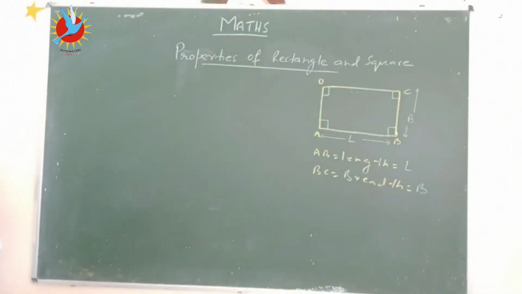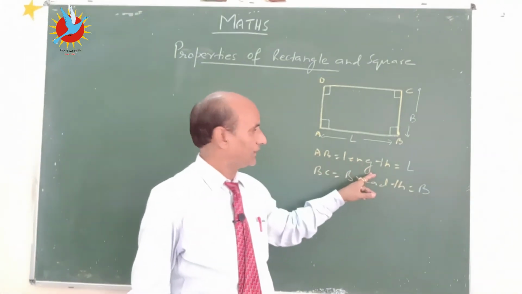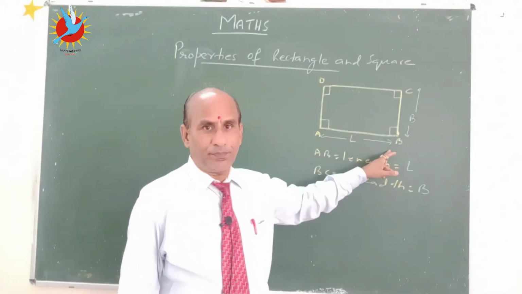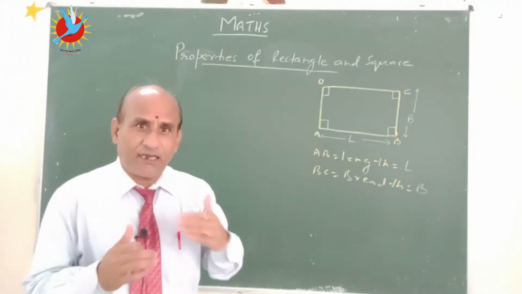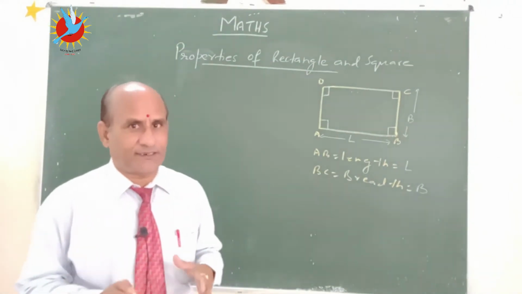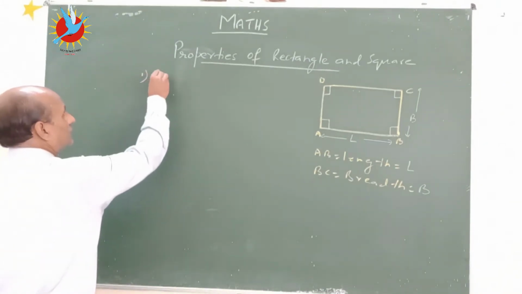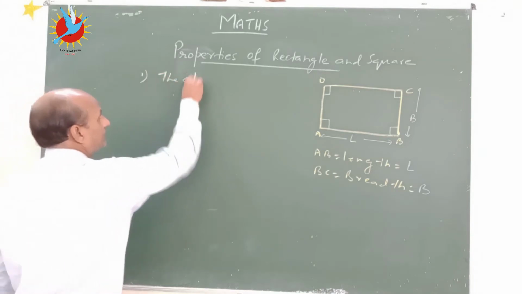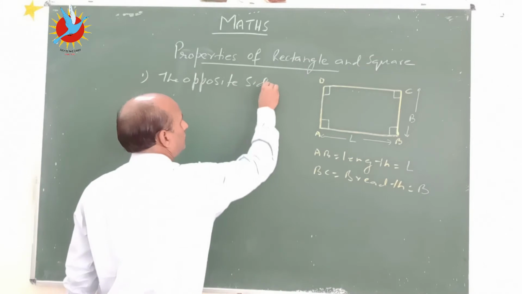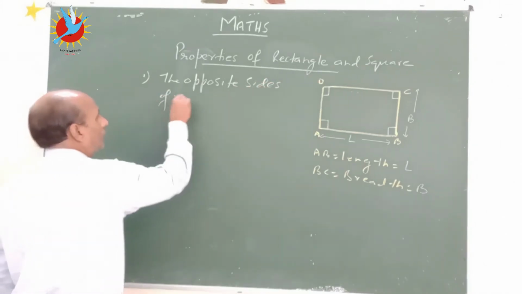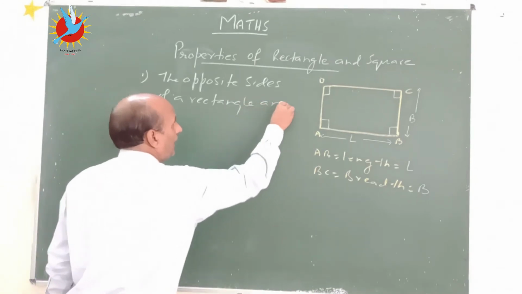Then I have taken AB is a length and BC is a width. Now what are some other properties of a rectangle? First of all, the opposite sides of a rectangle are equal.